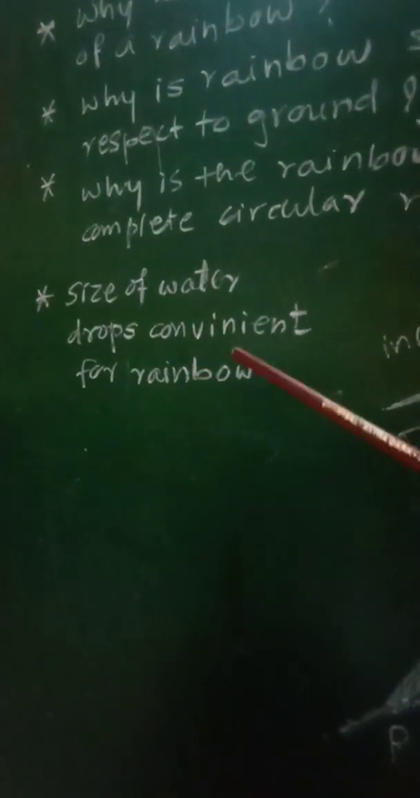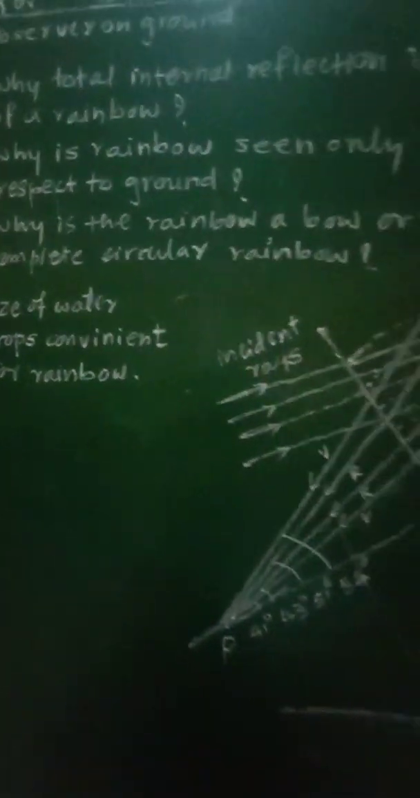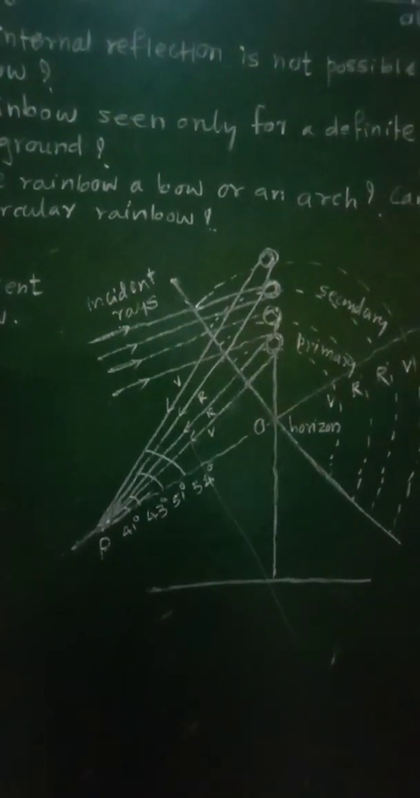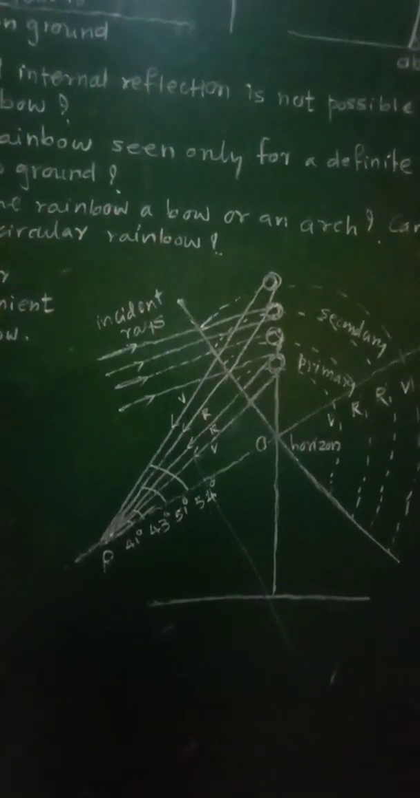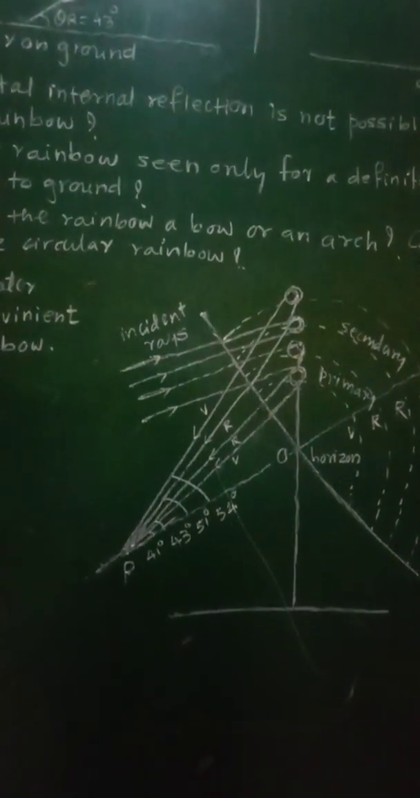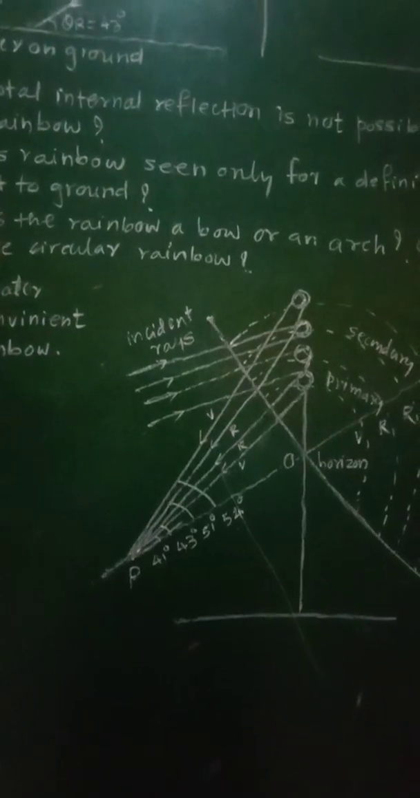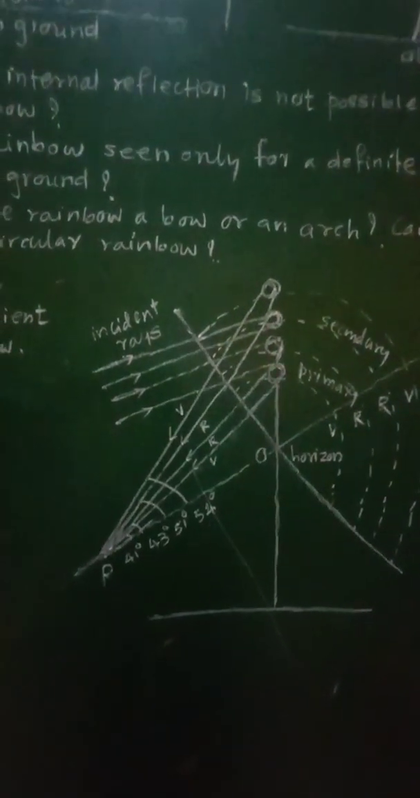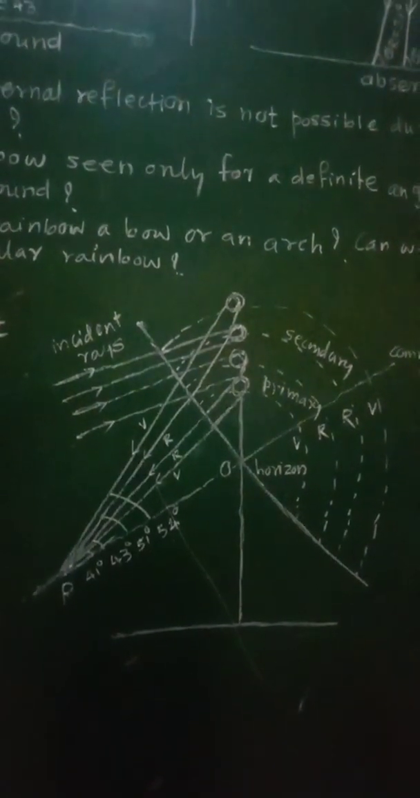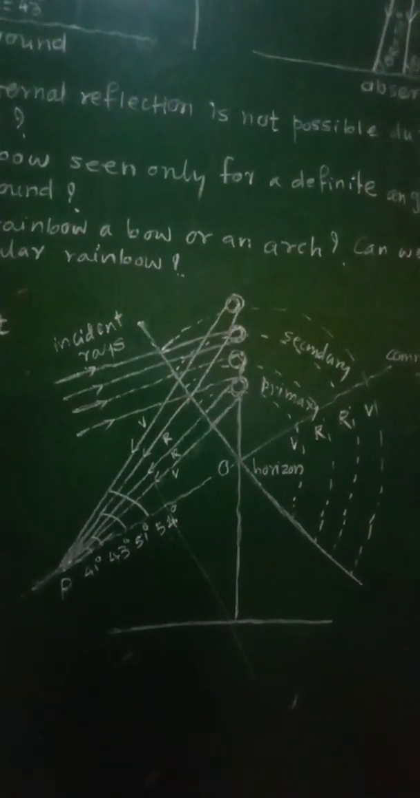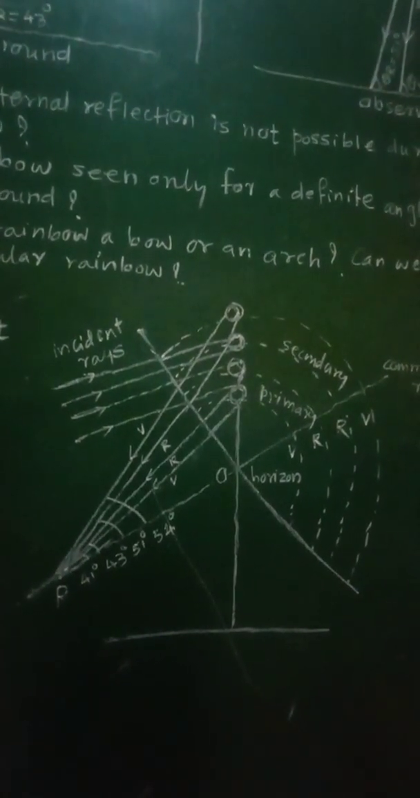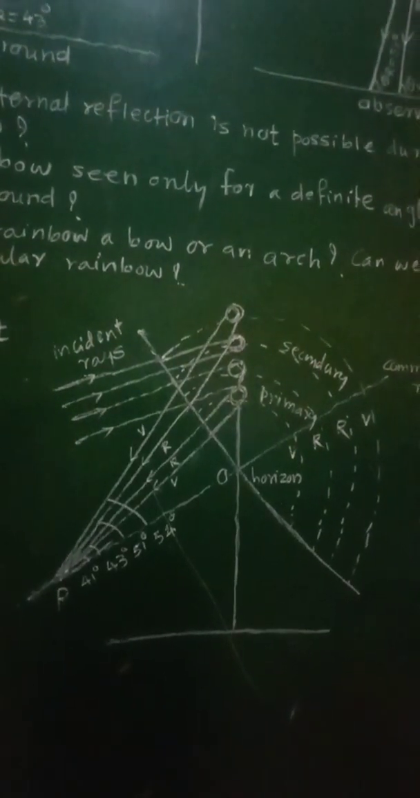Size of water drops convenient for rainbow. So in order to form that rainbow, in order to observe that rainbow, what should be the size of the water drops? The water drops responsible for the formation of a rainbow should not be too small. So the convenient size of the water drop will be slightly large, because the water drops responsible for the formation of a rainbow should not be too small.